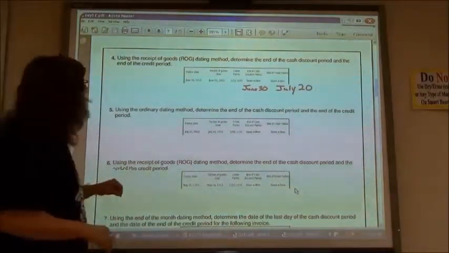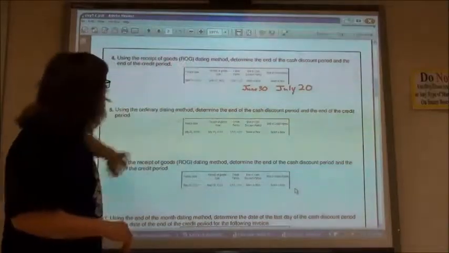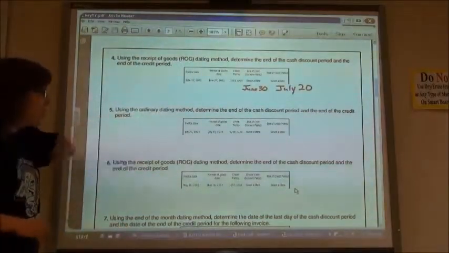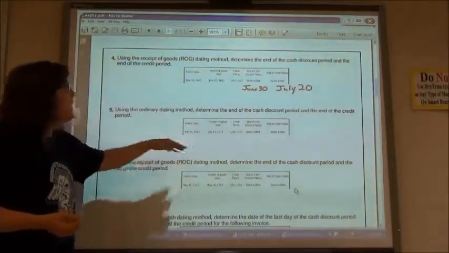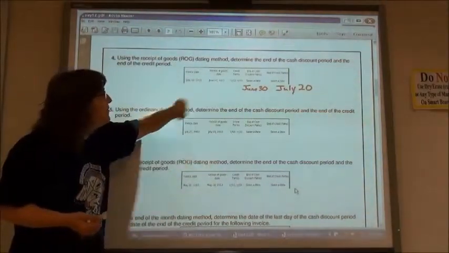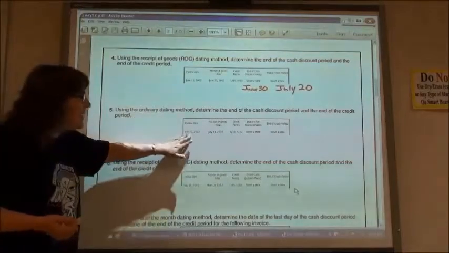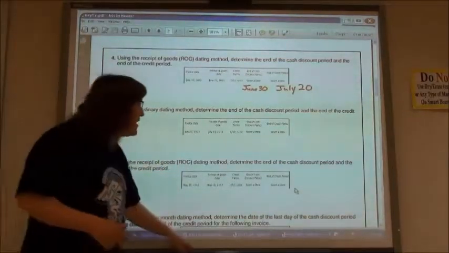So again here, this one was receipt of goods. This one is using ordinary dating. So ordinary dating goes from the invoice date. Receipt of goods, we use the receipt of goods date. Ordinary dating, the date that you ordered, or the date of the invoice.